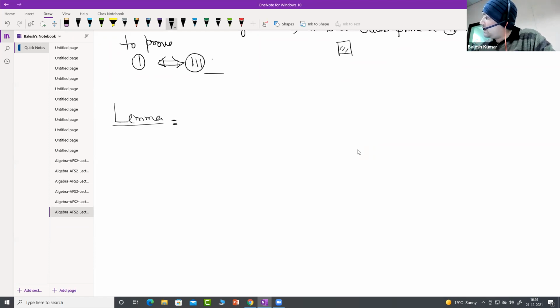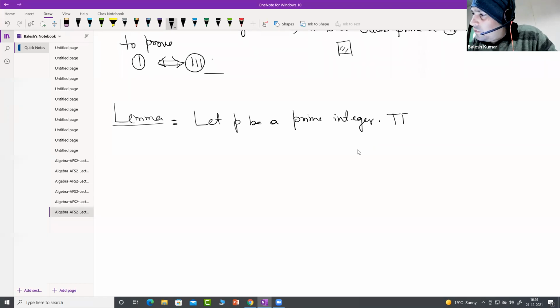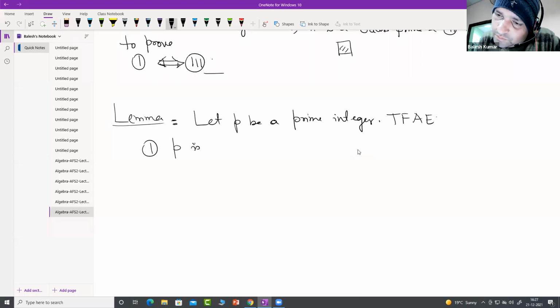And so as a lemma, what we are going to say is: let p be a prime integer. Then the following are equivalent. The first one says that p is a Gaussian prime. That means this prime stays as a prime inside the ring of Gaussian integers.